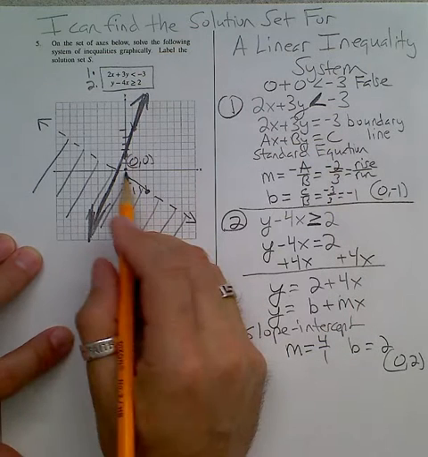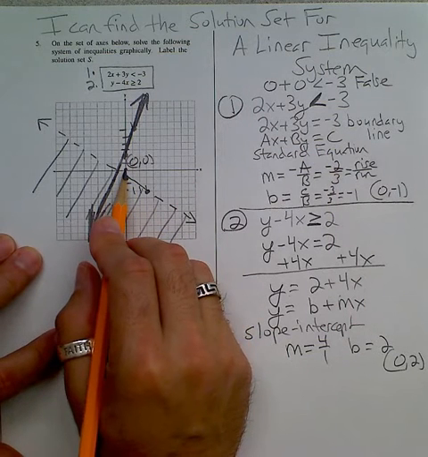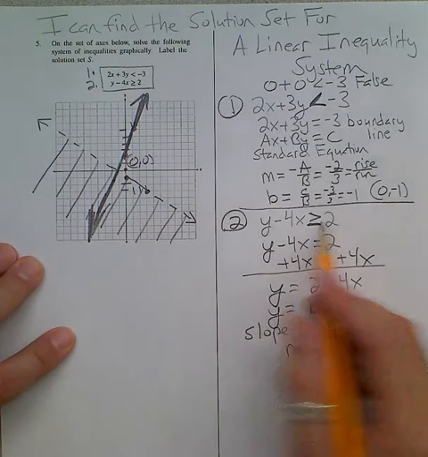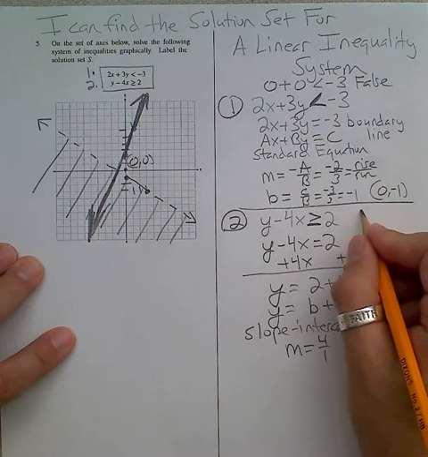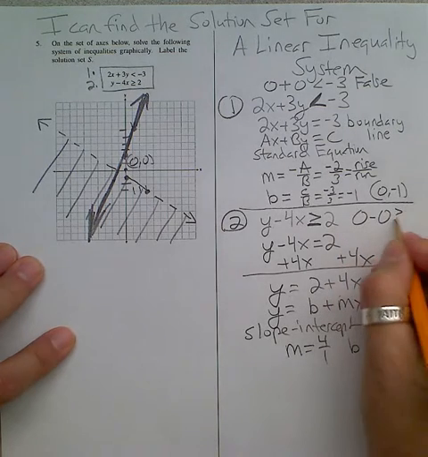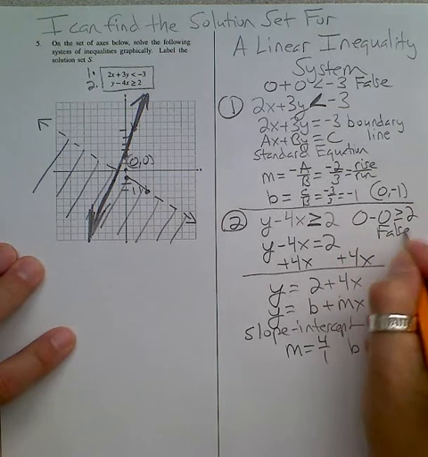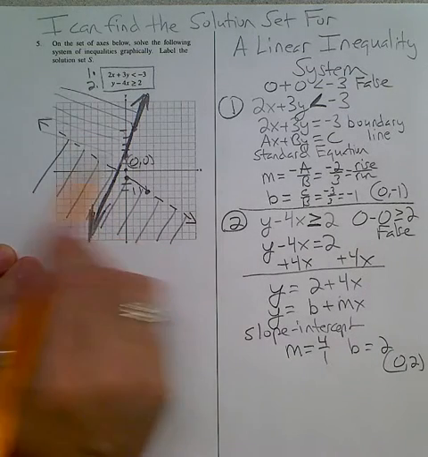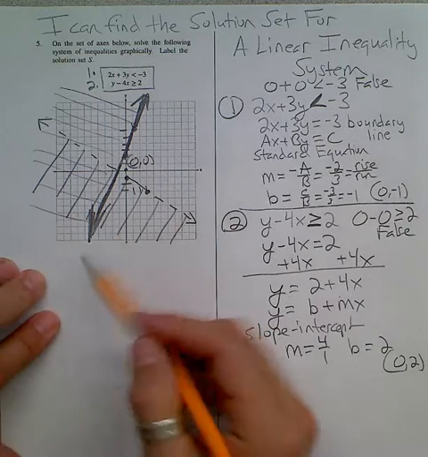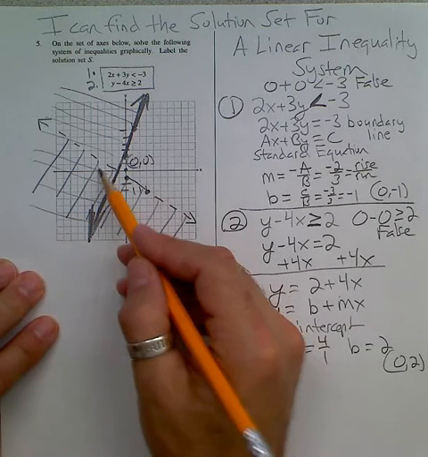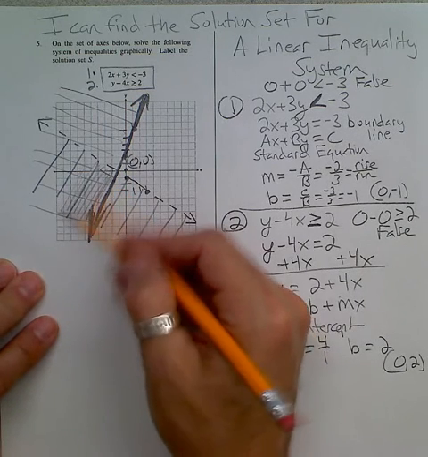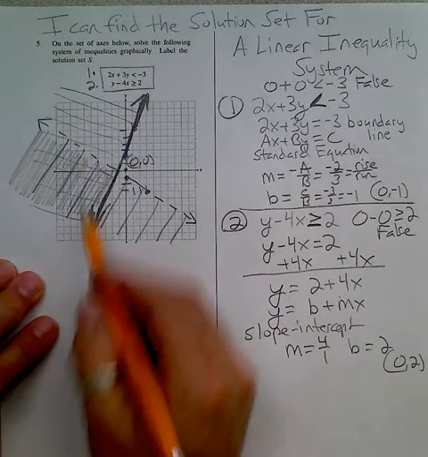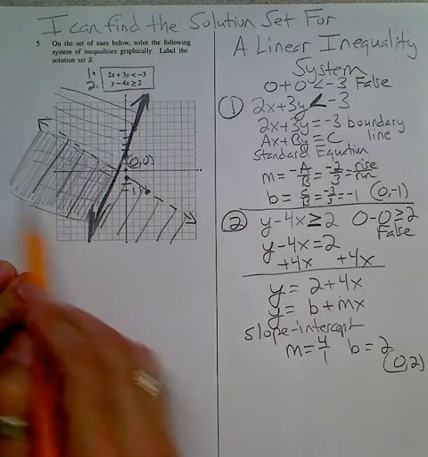(0, 0) is not on that boundary line, so we can go ahead and put (0, 0) into our original inequality. 0 minus 0 is greater than or equal to 2. That is a false statement. So therefore, we're going to shade the top part. We'll notice that right here, the shaded region lines from the first and the second inequality are overlapping.